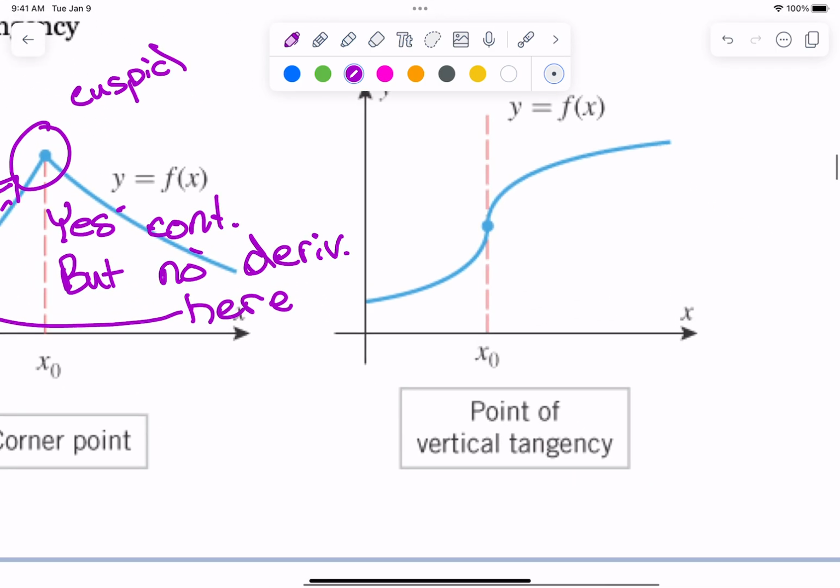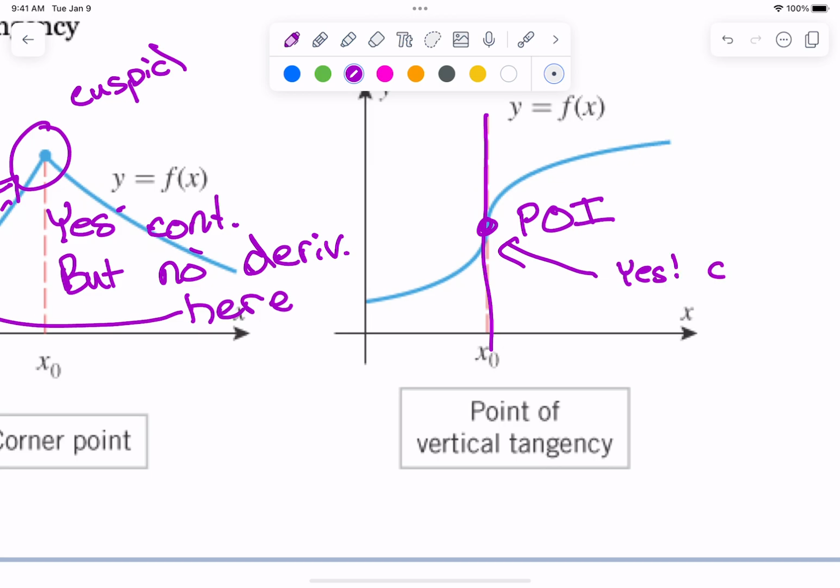Same thing here where it has a vertical tangent line. At this point, this is called a point of inflection. You guys have heard that before, maybe? Have you heard of a POI before, maybe? You trig kids probably haven't because we talk about it in trig. So a point of inflection, you cannot find a derivative at a point of inflection because it has a vertical tangent line. And vertical tangent lines don't exist because they're not functional. So this is continuous, but no derivative.